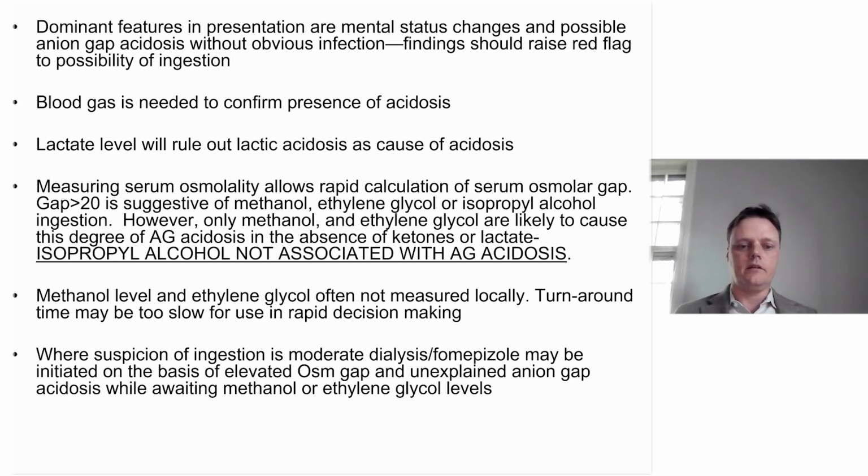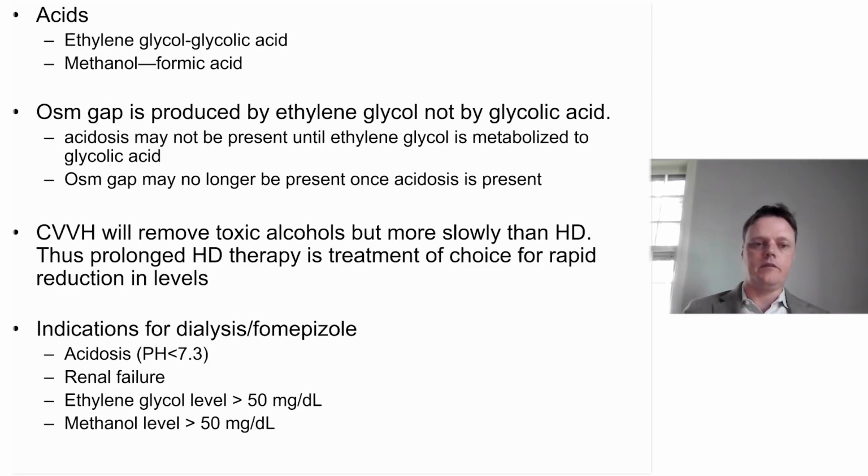Methanol levels and ethylene glycol levels are often not measured locally, so the turnaround time might be too slow to use in rapid decision-making. Where suspicion of an ingestion is moderate or high, dialysis and fomepizole may be initiated on the basis of the elevated osmolar gap and unexplained anion gap acidosis alone while waiting for methanol or ethylene glycol levels. Ethylene glycol is metabolized to glycolic acid, which causes severe nephrotoxicity, and methanol is converted to formic acid, which has significant neurotoxicity.